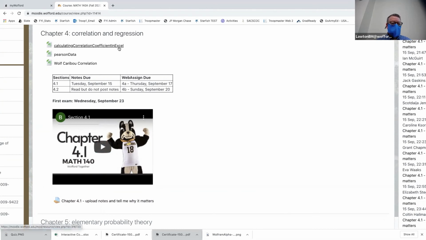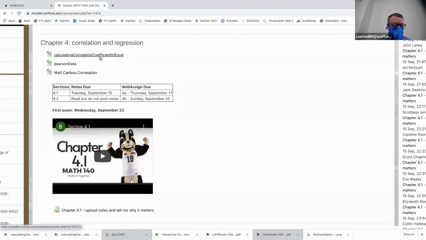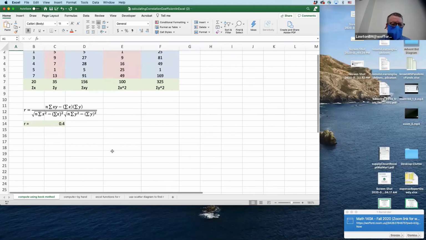So go to the calculating correlation coefficient in Excel. The first spreadsheet under chapter 4. Okay, so calculating correlation coefficient, let's open that up. Okay, so what are we doing?